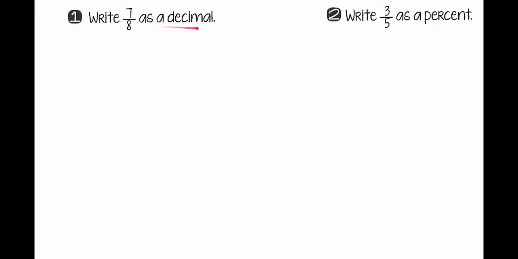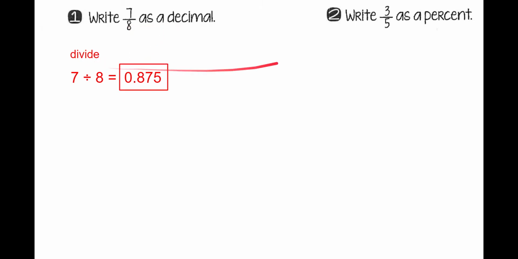So 7/8 as a decimal. If we want to convert this into a decimal, we basically do division. So 7 divided by 8. We can use the old-fashioned method and do it by hand, or we can use a calculator and find that 7 divided by 8 equals 0.875. And that's pretty much it. You've turned 7/8 into a decimal by using division.